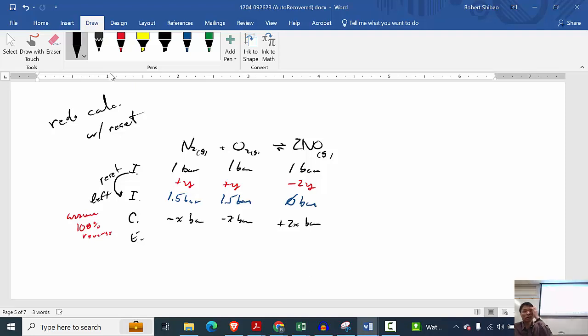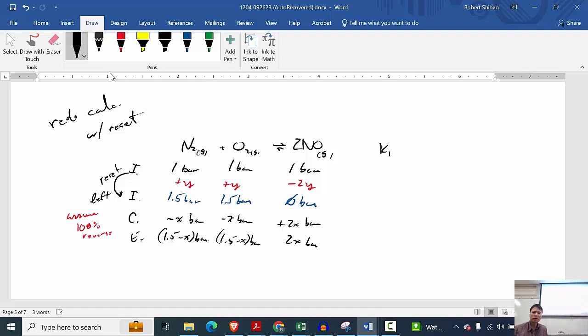And so there should be a small change. The advantage of this is there's going to be a small change here. And so this is going to be 1.5 minus x bar. This is going to be 1.5 minus x bar. And this is going to be 2x bar. Okay, now let's redo the calculation.